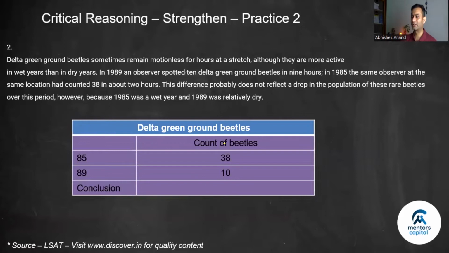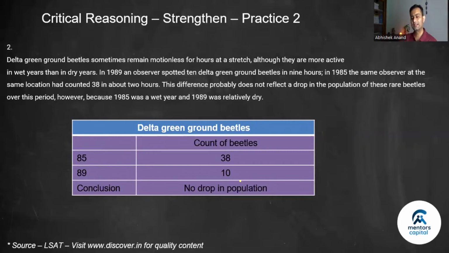So, Delta green ground beetles. In the year 85, someone counted them to be 38 at a location. 4 years later, in 89, at the same location, you saw only 10. The person was only able to count 10 beetles. So what could have been a normal conclusion? The normal conclusion would have been that the population might have gone down. ये एक fair conclusion था.